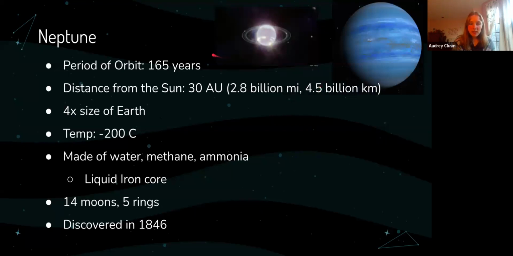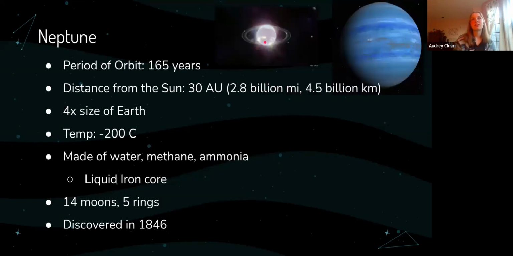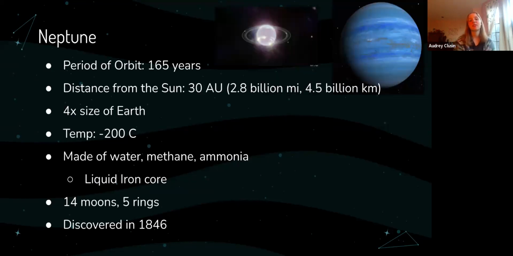Neptune. Neptune also has rings, which I guess a lot of these planets have, and I didn't know about them until the last few years. Its period of orbit is 165 years. So, sadly, I don't think it's going to make a full orbit in any of our lifetimes, but that's okay. It's about 30 times further away from the sun than the Earth is. It's also similar in size to Uranus, 4 times the size of the Earth.